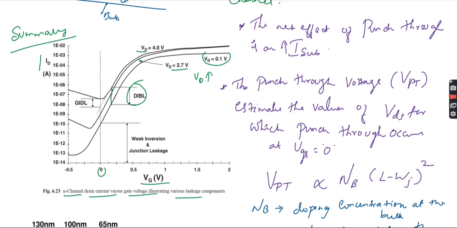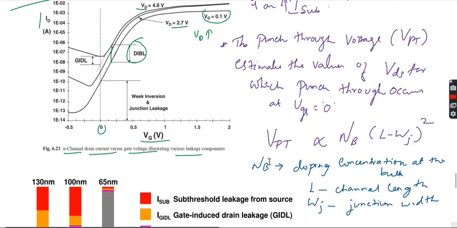What happens is, when Vg is equal to 0 or less than 0, that is a negative value, then we are having this. You can see your ID is getting reduced over there. Then we are having the junction leakage also.